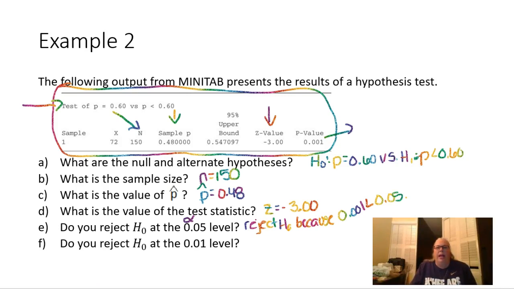We look down here at F, do we reject the null hypothesis at the 0.01 level? Well, again, it looks like we're going to reject the null hypothesis for the same reason. The p-value for our test is less than the alpha value that they gave me. So 0.001 is in fact less than 0.01.